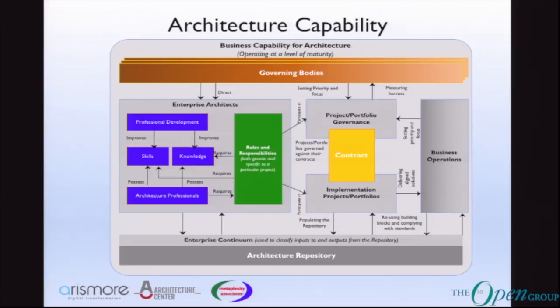Then we have the architecture capability framework. So this is part of this element from part seven, when we discuss how to establish governance, what skills people need, and any other resources that are needed to do the architectural practice.